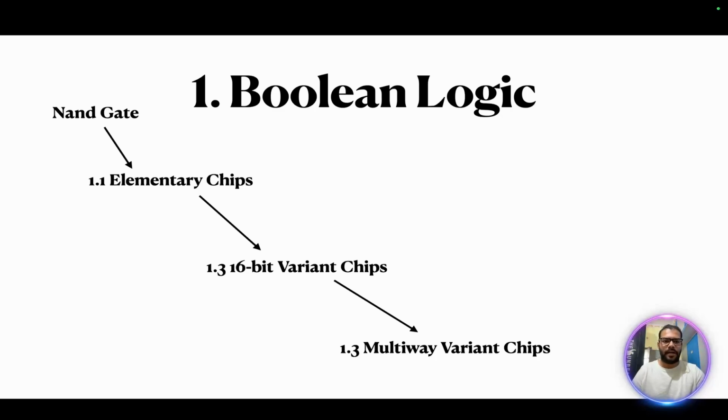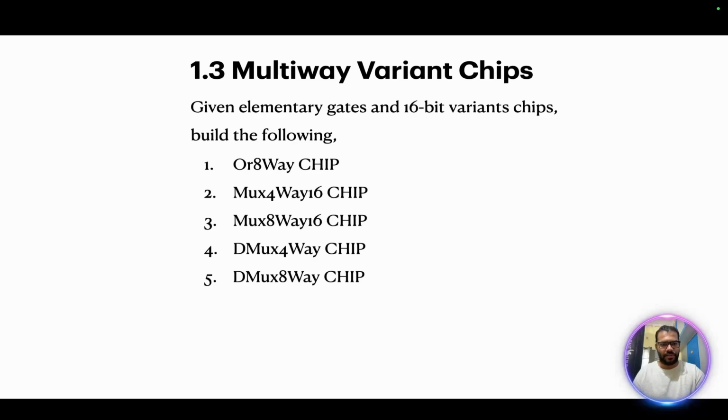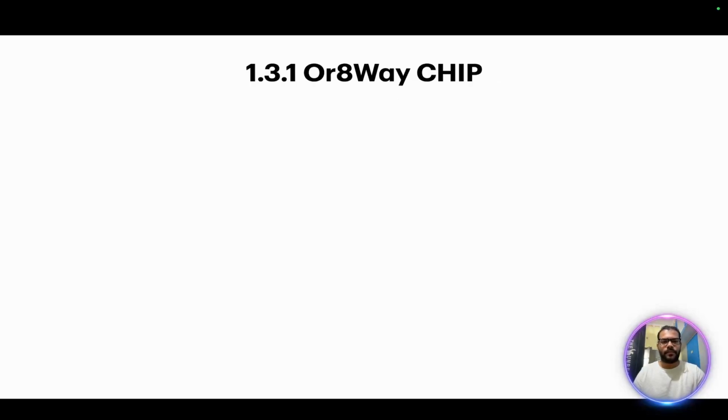Today we are doing part 3 of project number 1, which is multi-way variant chips. The task or agenda is, given the elementary gates and 16-bit variant chips that we have already done in the previous parts, we are supposed to build the following chips: OR 8-way, MUX 4-way 16, MUX 8-way 16, DMUX 4-way, and DMUX 8-way. Let's get started with the first chip, which is the OR 8-way.